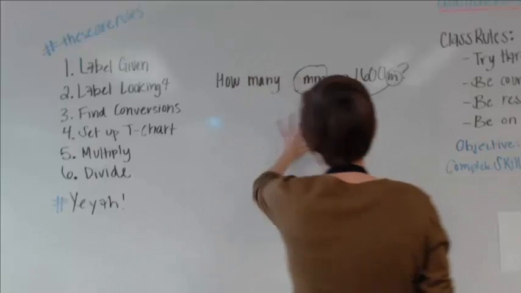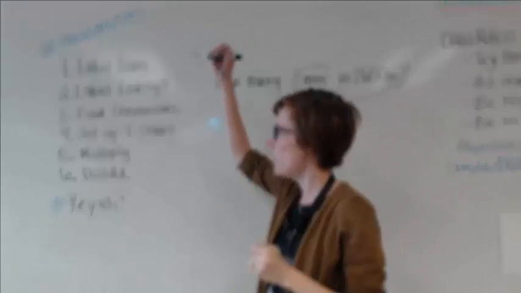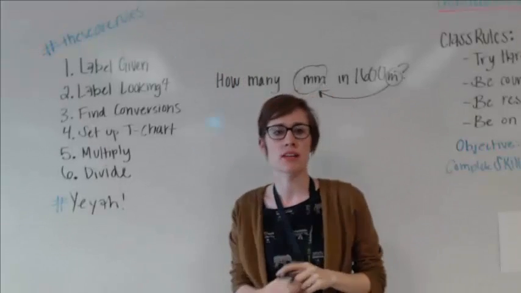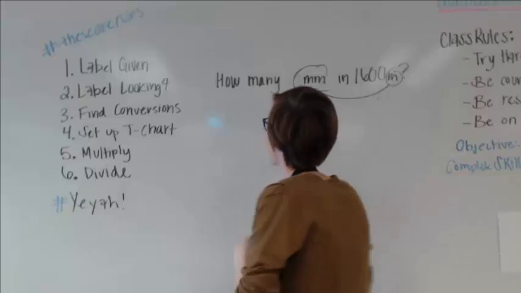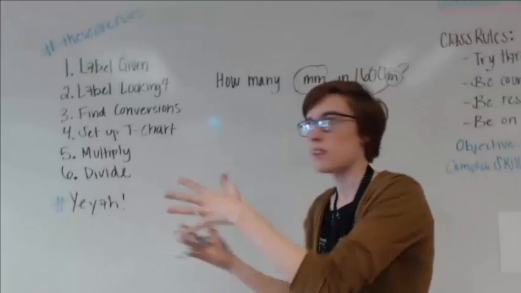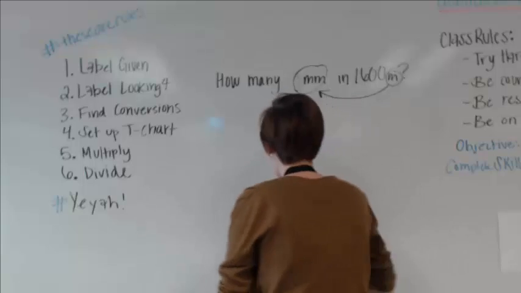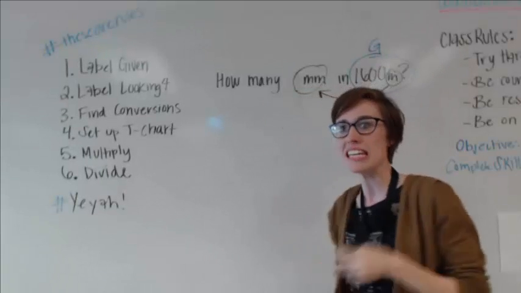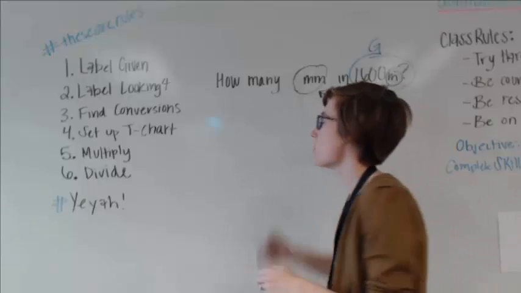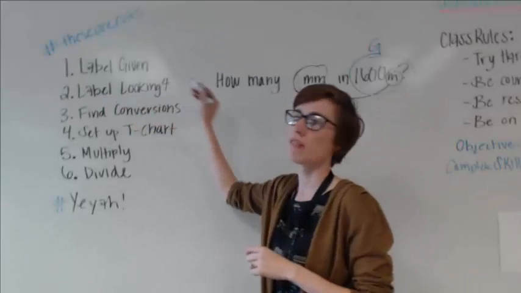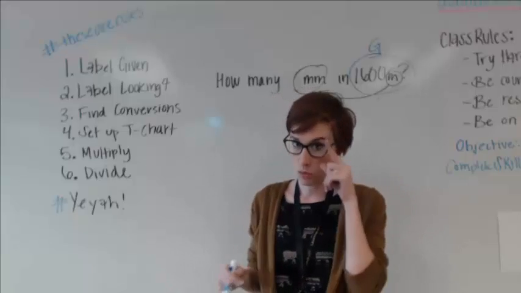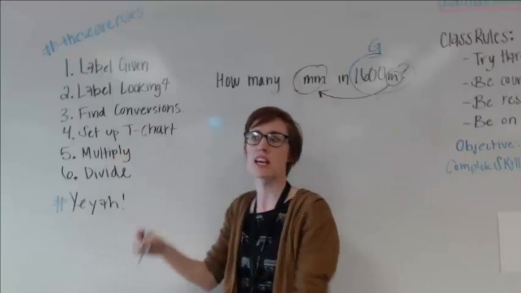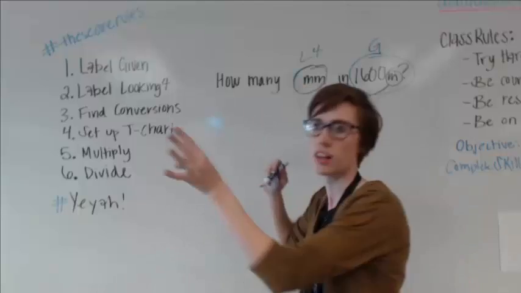Okay, first thing you do when you're doing problems is you label your given. Okay, that's number one. Label your given. What is a given? It's just the number that you were given in the problem. So in this problem, I am given 1,600 meters, so I just label it G. That's my given. The second thing you do is label your looking for, which is a really trendy, shortened way of saying, what are you looking for in your problem?